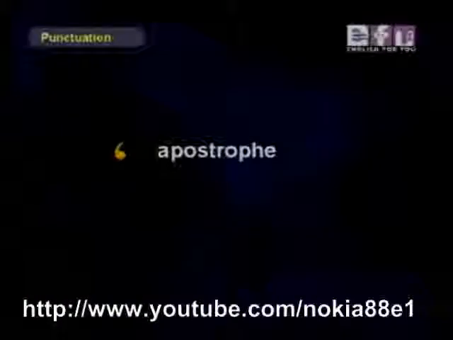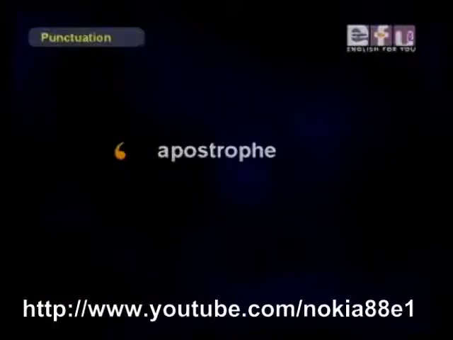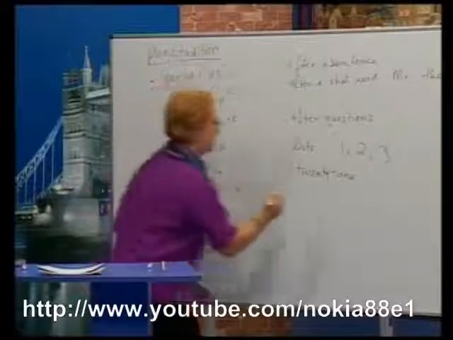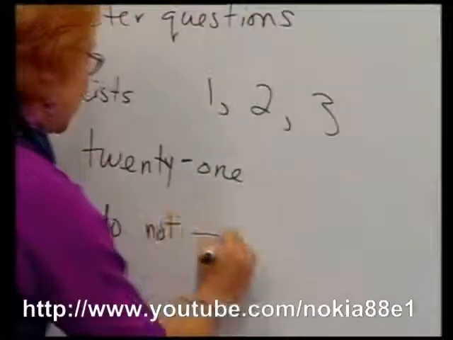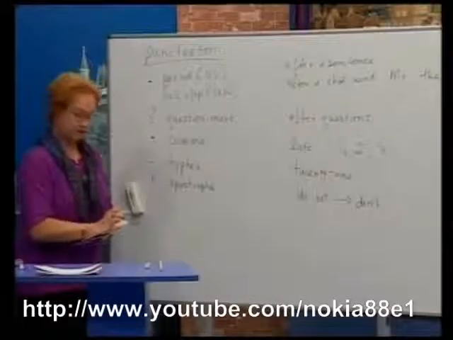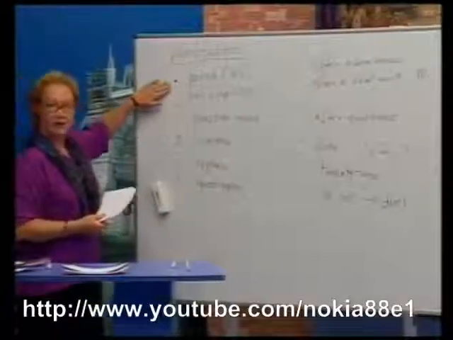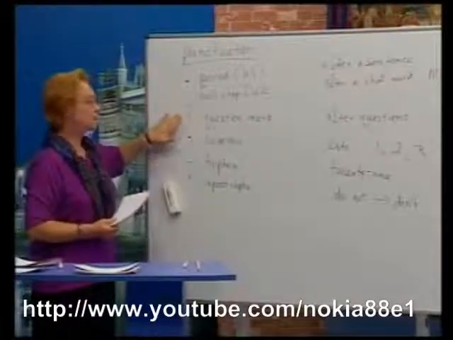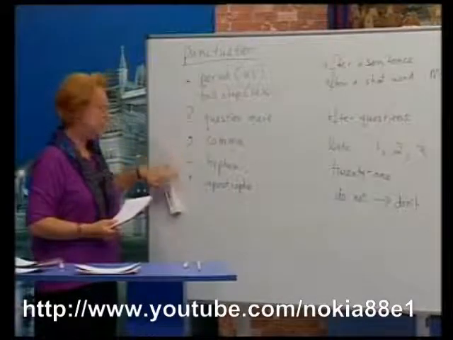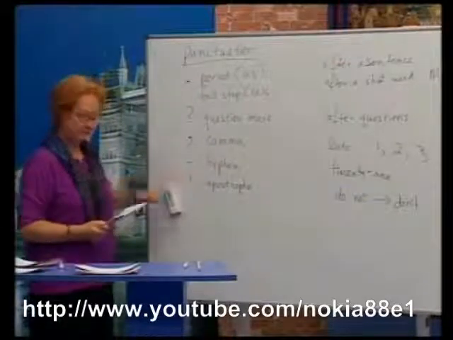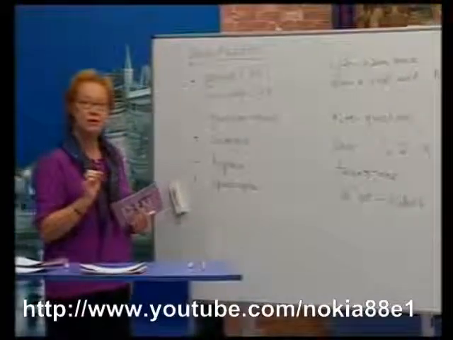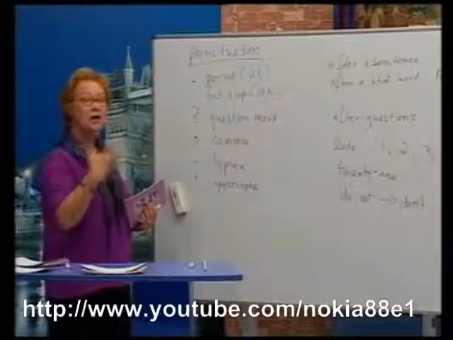And then finally, we have an apostrophe. This also is used inside words. For example, we saw do not, don't. Okay? Now again, this is the period or full stop, question mark, comma, hyphen, and apostrophe. All right? Now, here are some sentences. I'm going to show you some sentences with no punctuation, and we're going to change them.